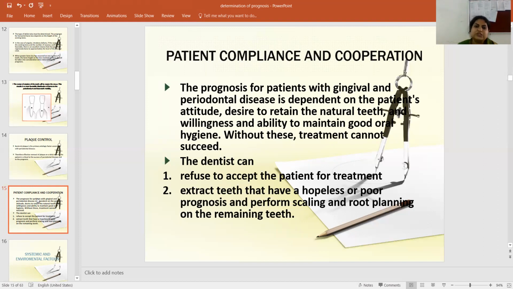So the dentist can refuse to accept the patient for such treatment, extract the teeth that are hopeless and have a poor prognosis, and perform scaling and root planing on the remaining teeth. So patient compliance is very necessary, because the patient should have the willingness and ability to maintain the natural teeth and maintain good plaque control.